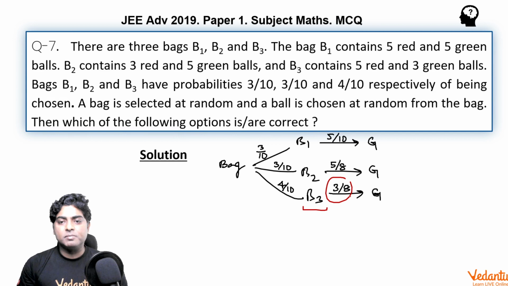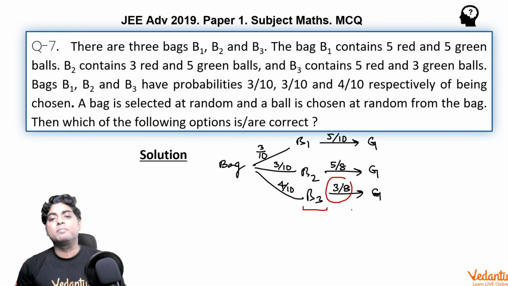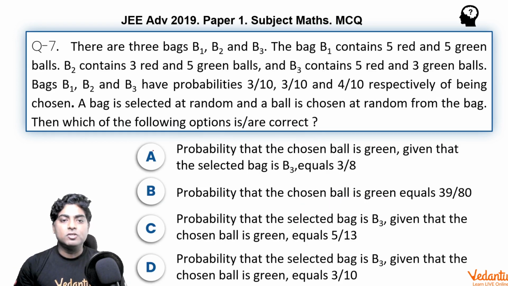So it is simply asking the probability of taking a green ball if it is given that bag 3 is chosen. So it is representing nothing but the number of green balls in bag 3 upon the total number of balls in bag 3. So it is 3 by 8. So option A must be true.